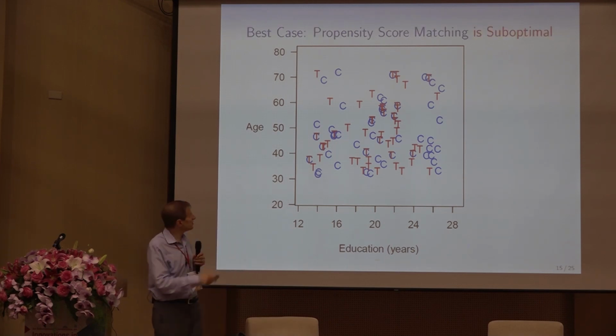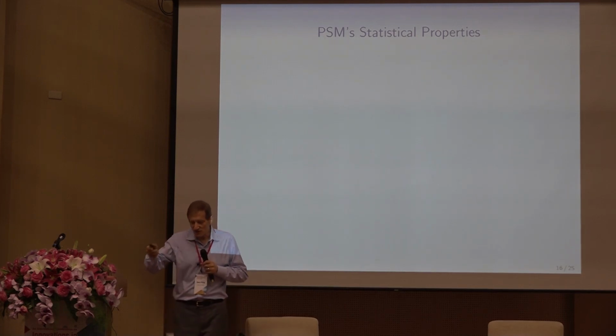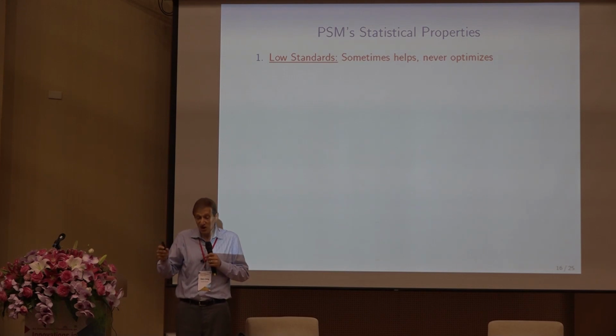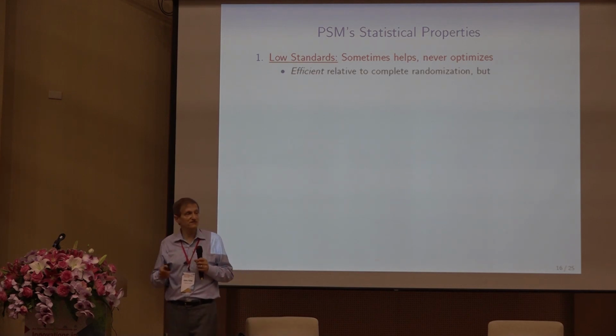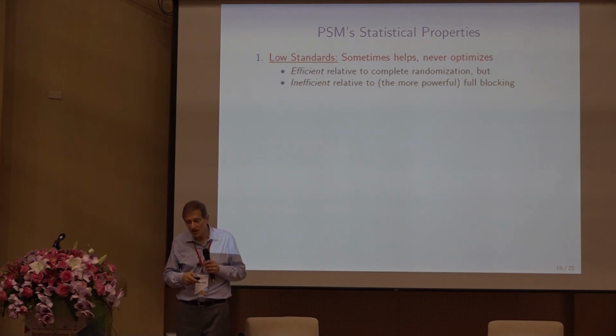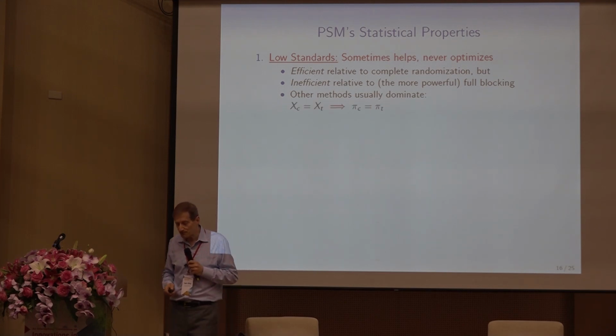So I add a little part of the title here, as if I haven't said it enough times: it's suboptimal. Let me summarize. Propensity score matching's statistical properties: it has low standards. It sometimes helps, but it never optimizes. It is efficient relative to complete randomization, but it is inefficient relative to the more powerful full blocking. Other methods usually dominate. Other methods of matching are usually better.